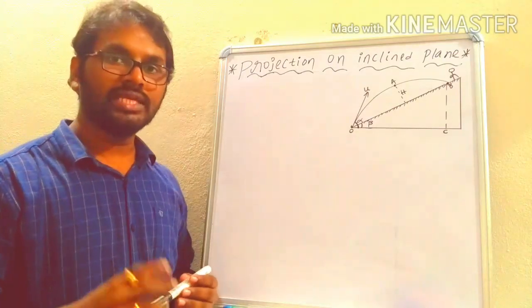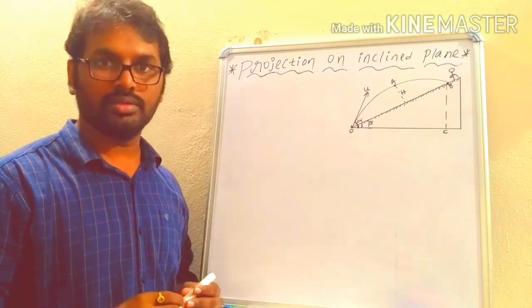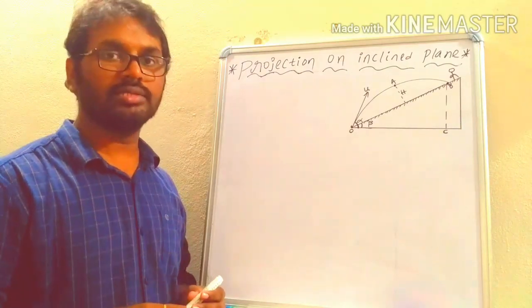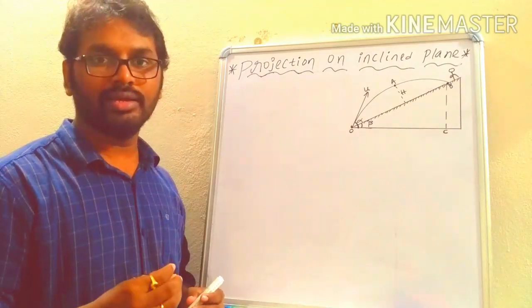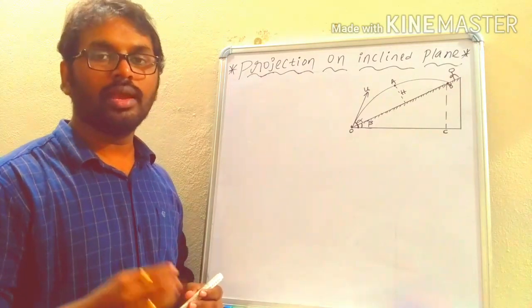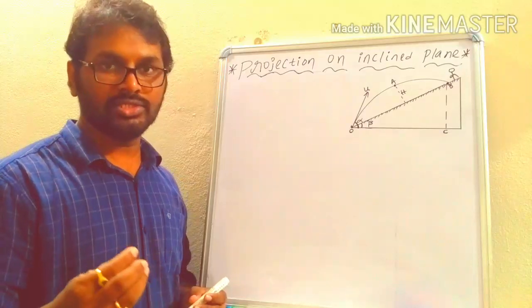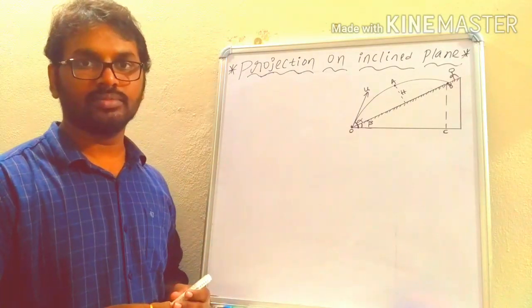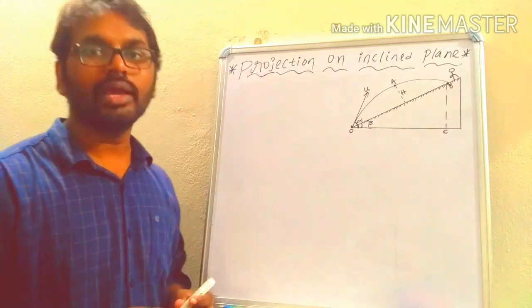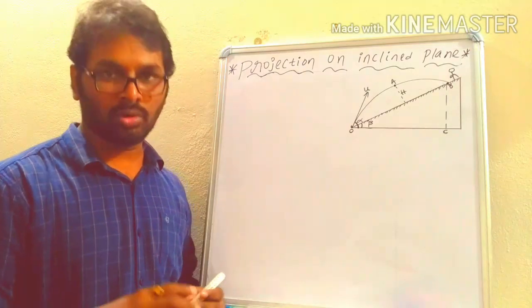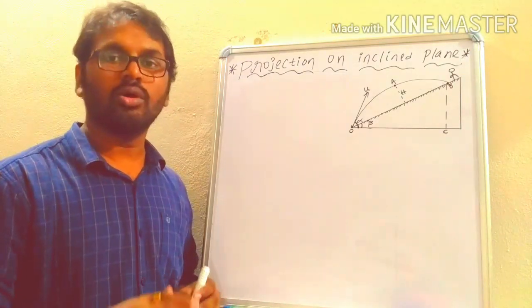Here we need to find three parameters. The first is the time of flight. The second is the maximum height reached by the particle during its projectile motion. And the third is the range, the horizontal distance covered by the projectile. But all these things we are calculating on an inclined plane, not on the horizontal surface or on the ground.